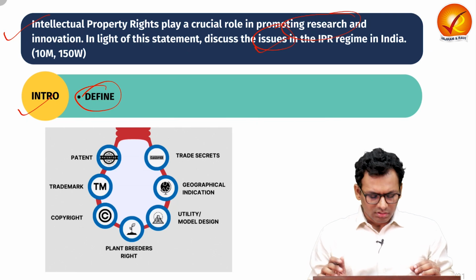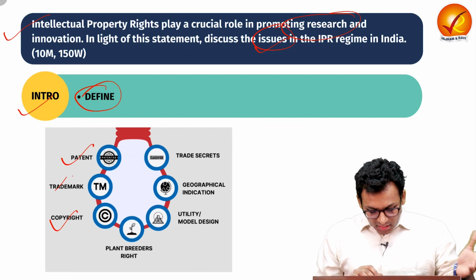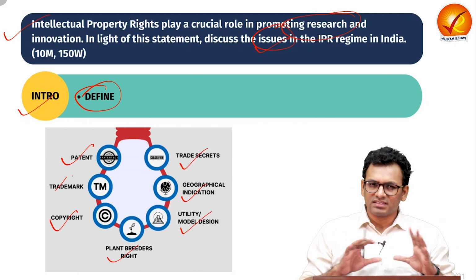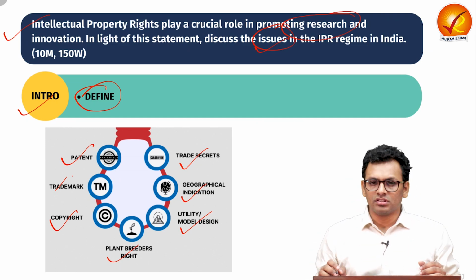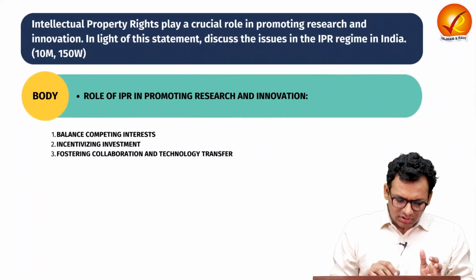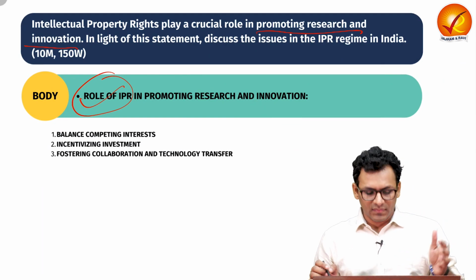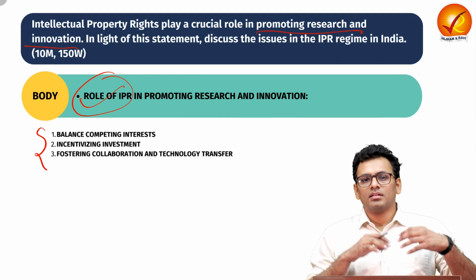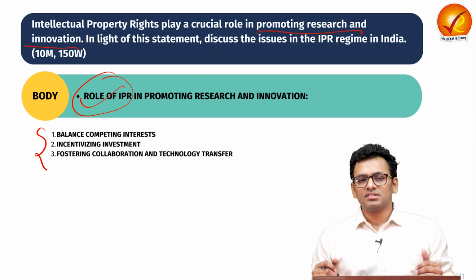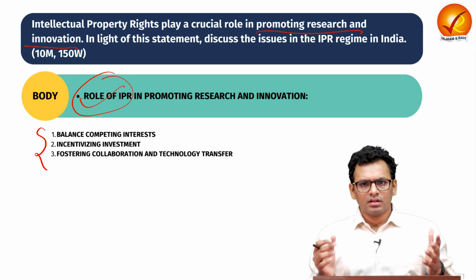In the introduction, you can talk about different kinds of IP rights like patents, trademarks, copyrights, utility model, design, GI, trade secrets and plant breeders' rights. So there are various types of intellectual property rights. You can encompass them in the introduction. In the first body, you can talk about the role of IP rights in promoting research and innovation. You can talk about how there are multiple ways through which IP rights ensure research as well as help with innovation and bring up the culture of ideation.